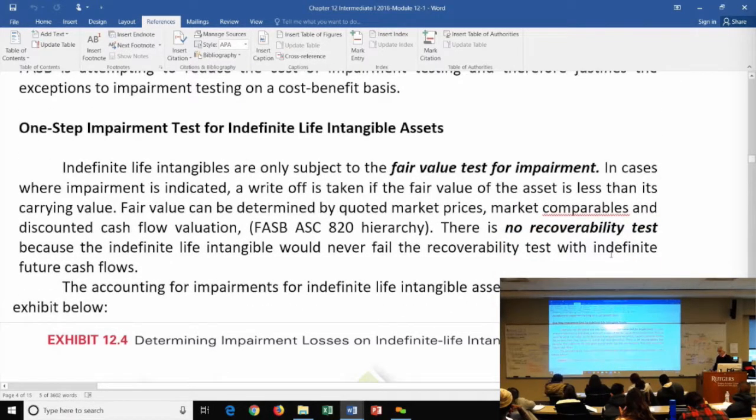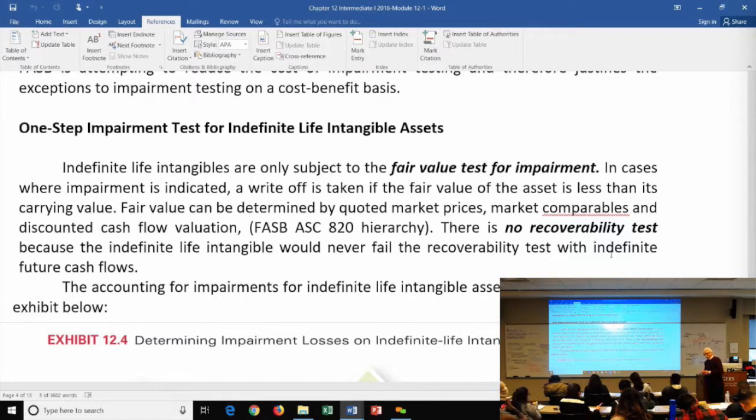Now, when you have an indefinite life intangible, this is an important point. Of course you can memorize all this, but you want to be able to explain this to somebody. There's no recoverability test for an indefinite life intangible. You go right to the fair value test. Why? If an indefinite life intangible has an indefinite life, cash flows will be what? Indefinite. Could you ever fail a recoverability test? No, because you're going to be going out to infinity pretty much with these cash flows. So you would never fail a recoverability test.